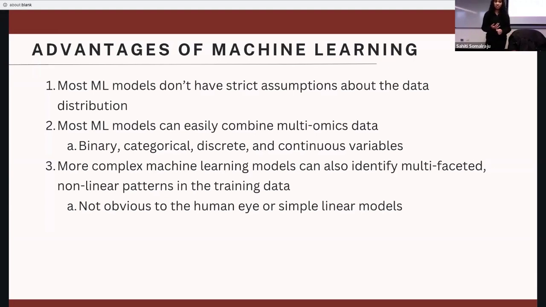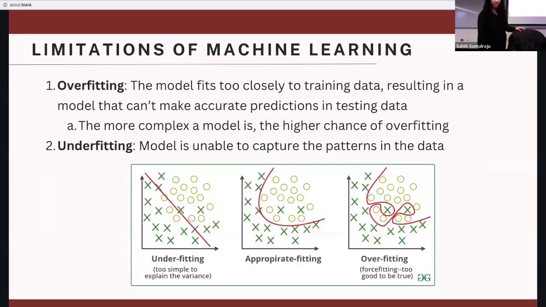And then the third thing is that the more complex machine learning models can also identify multifaceted nonlinear patterns in the training data, which may not be obvious to the human eye or simple linear models. Now, having a very complex data set can also have some negative impacts. For example, the more complex a model is, the higher the chance of overfitting.